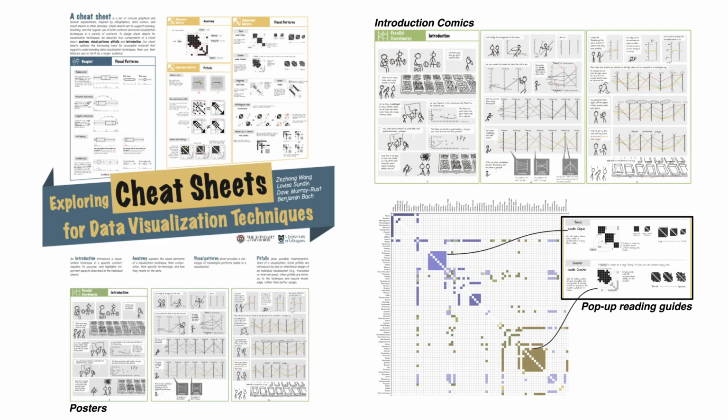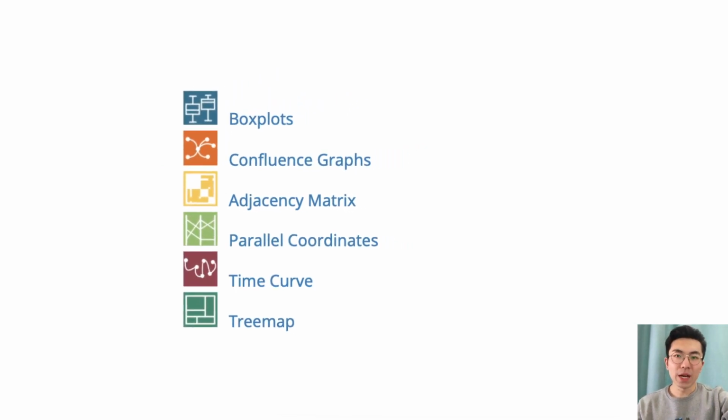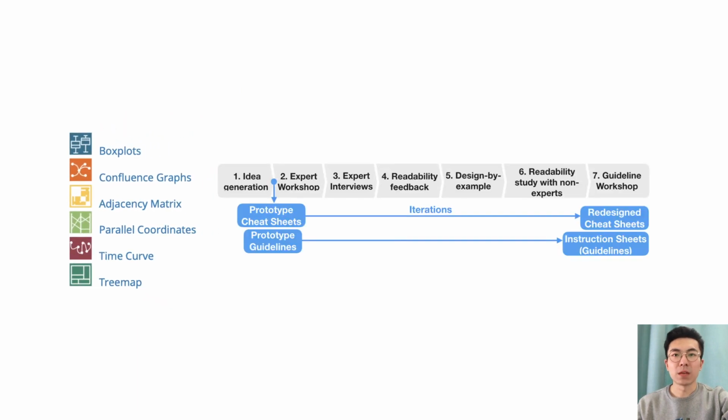There is potentially a huge design space for cheat sheet formats to explore. Besides introductions, examples include posters, slideshows, videos, or embedded and interactive visualization, such as pop-up reading guides. To summarize, we defined 6 types of sheets for 6 common but non-trivial visualization techniques, and refined them through an iterative method involving expert interviews and workshops, readability feedback, design by example, a readability study, and a guideline workshop.